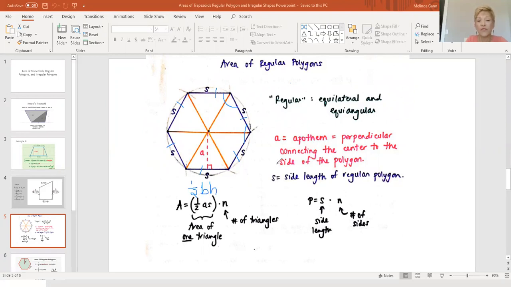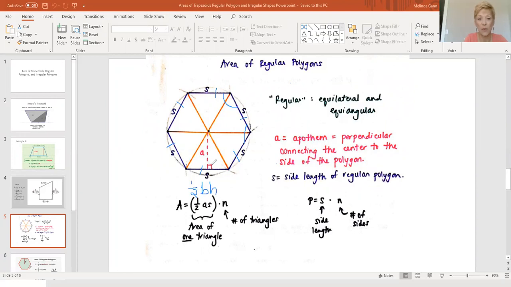Now, they've talked about this A. It's really the height for that triangle, but if you don't draw the triangles in, like I'll show you in a minute, that's called an apothem. Now, an apothem is just the distance from the center to a side, but again, it's got to be perpendicular.